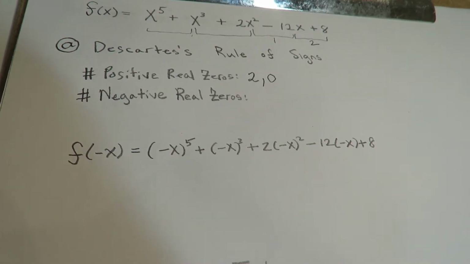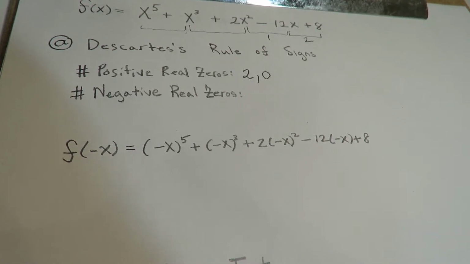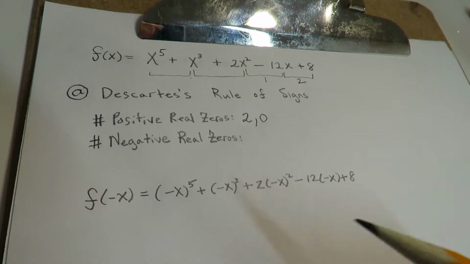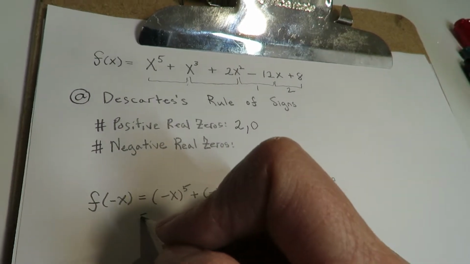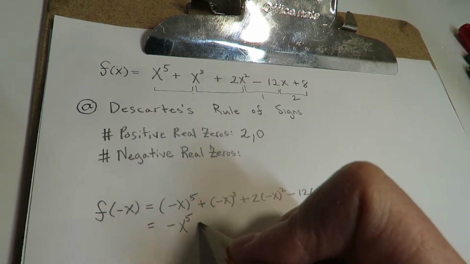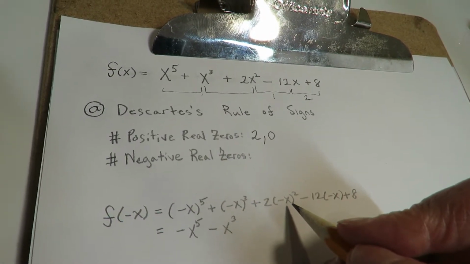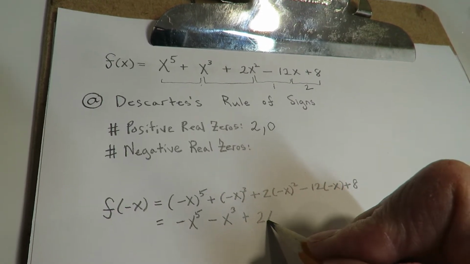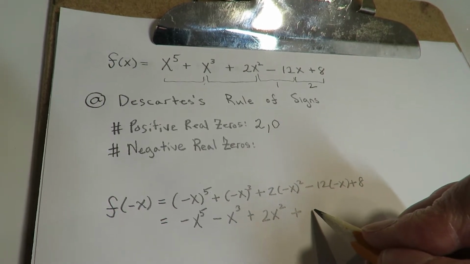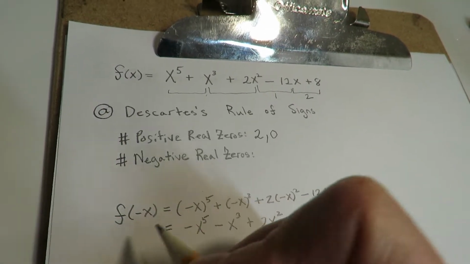If the exponent is odd, the negative will remain because you have an odd number of negatives. But if your exponent is even, the negative will go away, because two negatives make a positive. So anytime you have an even exponent, the sign stays the same. Anytime you have an odd exponent, the sign changes.